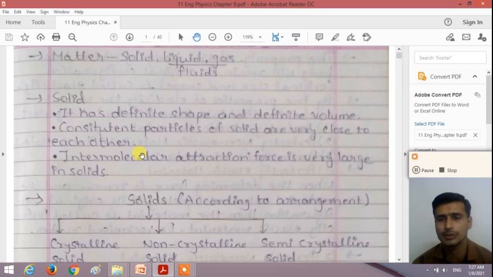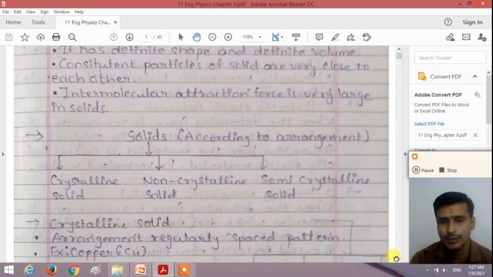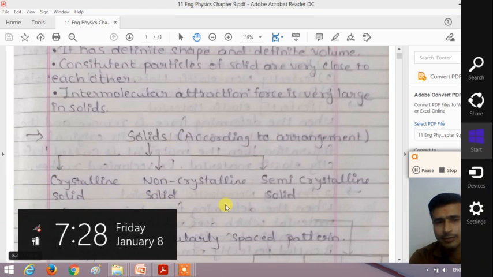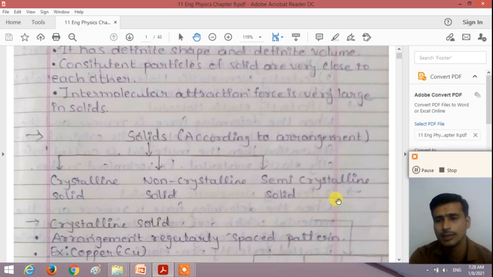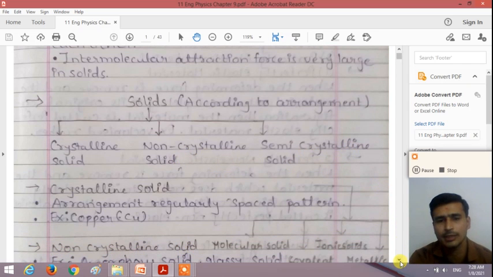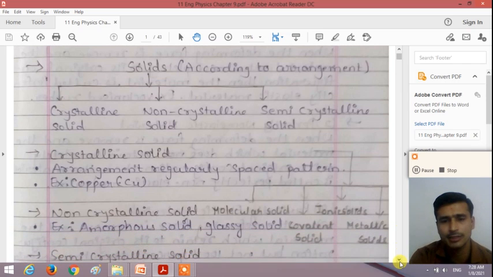So how are these constituent particles arranged? According to the arrangement of the constituent particles, the solids are classified into three categories. Which three categories? Crystalline solid, non-crystalline solid and semi-crystalline solid. First one is the crystalline solid, second one is the non-crystalline solid and third one is the semi-crystalline solid. So let us understand what we mean by the crystalline solid, the non-crystalline solid and the semi-crystalline solid.